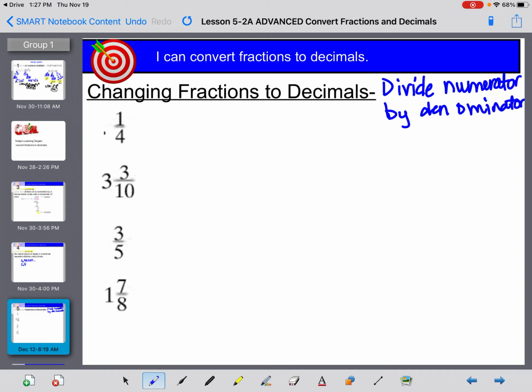Now, 1 divided by 4. This is the numerator. The numerator goes under the fraction bar. I can't take 1 divided by 4, so I need to add a decimal. 10 divided by 4 is 2. Add a 0, bring it down. 4 goes into 20 5 times.